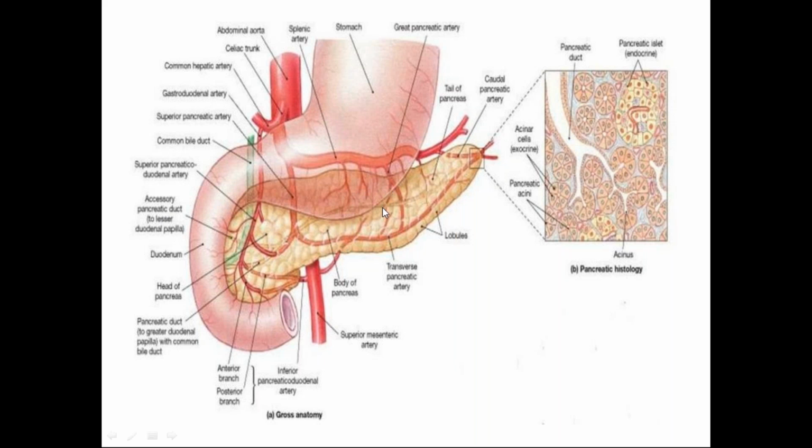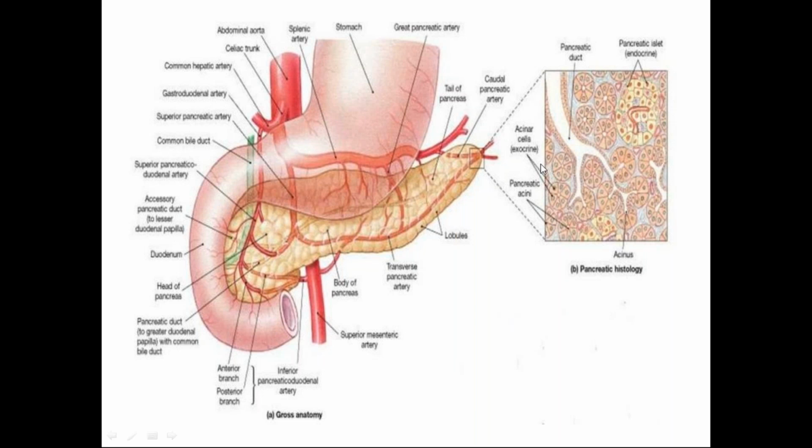If you take a look at this picture clearly, this is the major duct, which drains into the major duodenal papilla, the duct of Wirsung. The accessory duct, present in roughly 20% of cases, drains into the minor duodenal papilla, which is known as the duct of Santorini.